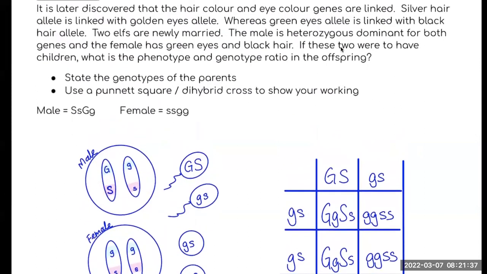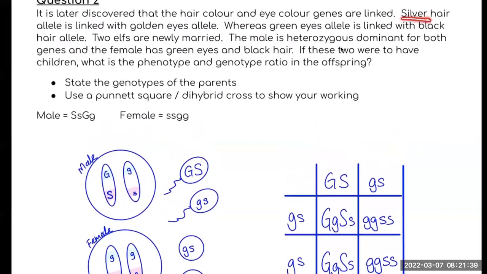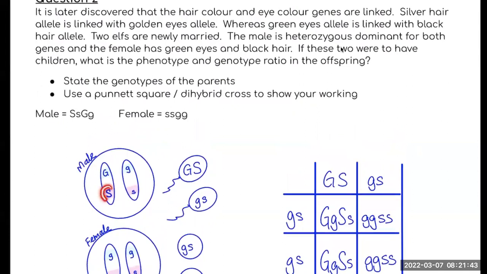And if I see in the question saying that silver hair is linked with golden eyes, so this is silver hair, this is golden eyes, they always sit on the same chromosome. This is what allele linkage means. And then green eyes and black hair are linked, so they sit on the same chromosome.